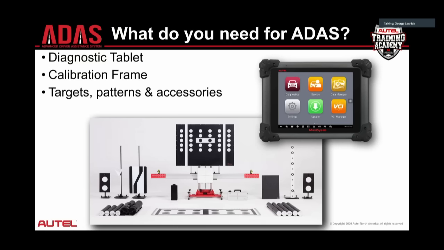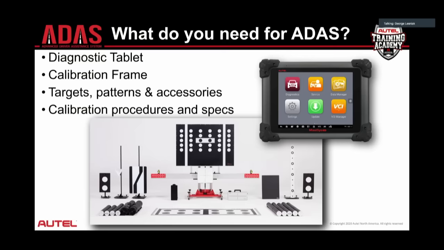Well, the OEMs get to choose which targets and patterns they use for their calibration. We'll even see one make of vehicle over the years change their target type. So that means it requires a large number of different patterns and targets to calibrate all the different vehicles that are on the road today in the United States.